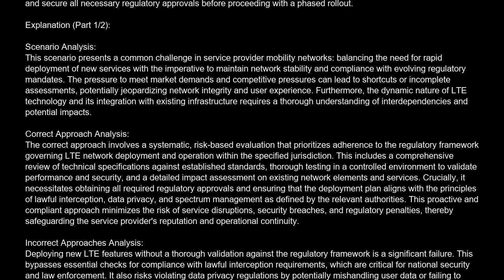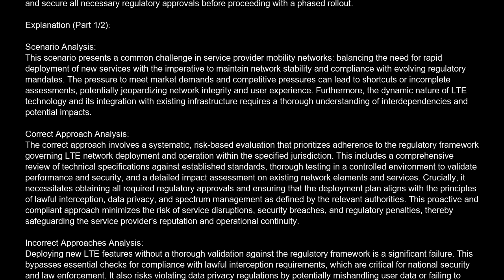This scenario presents a common challenge in service provider mobility networks, balancing the need for rapid deployment of new services with the imperative to maintain network stability and compliance with evolving regulatory mandates. The pressure to meet market demands and competitive pressures can lead to shortcuts or incomplete assessments, potentially jeopardizing network integrity and user experience. Furthermore, the dynamic nature of LTE technology and its integration with existing infrastructure requires a thorough understanding of interdependencies and potential impacts.